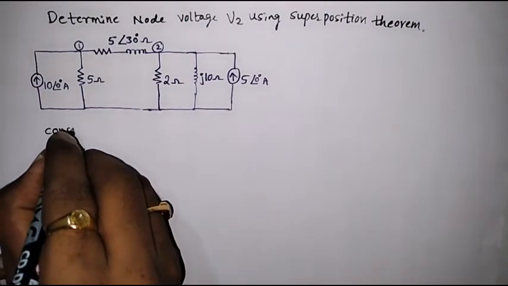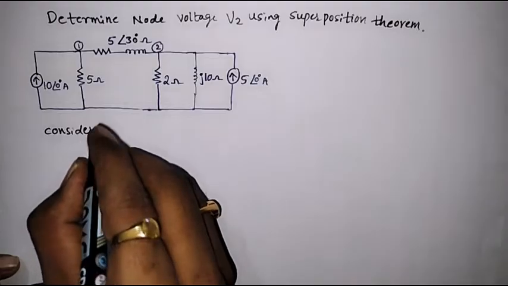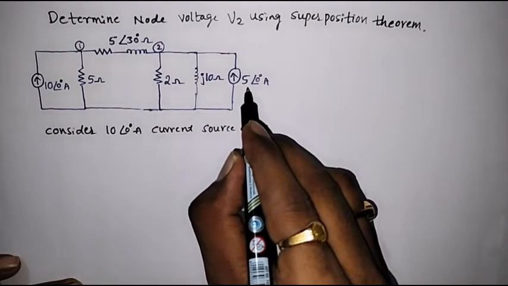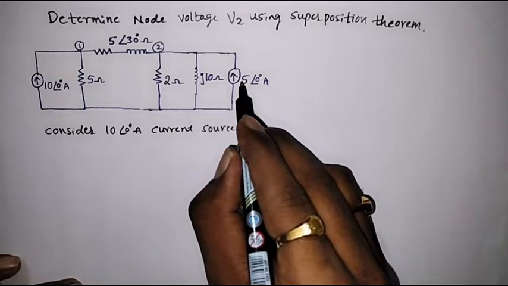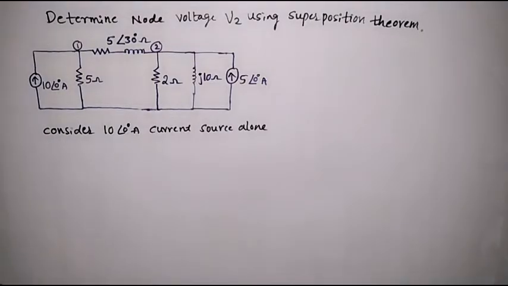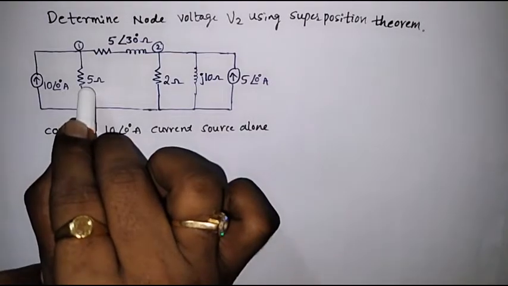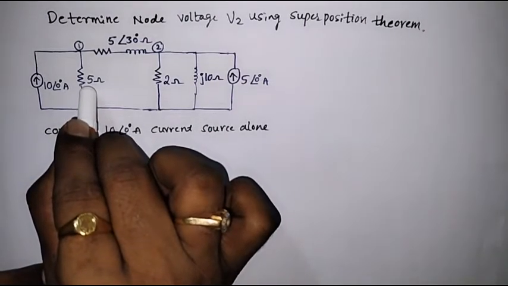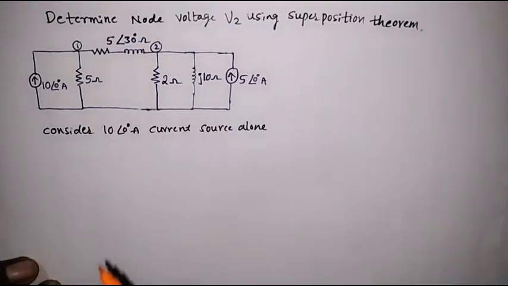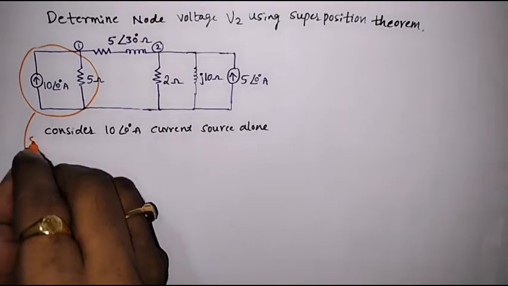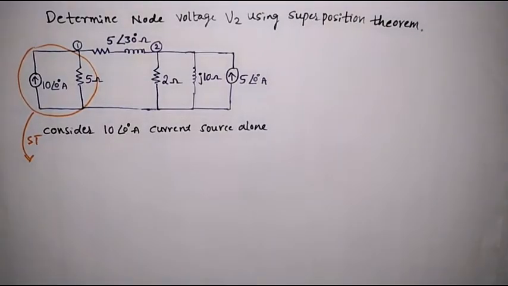Consider the 5 amp source open circuited, so this current source will be open circuited, it means it should be removed from the circuit. We'll convert this current source, which is in parallel with a resistor of 5 ohm, into a voltage source. We'll apply a source transformation to this part. We'll convert this into a voltage source.